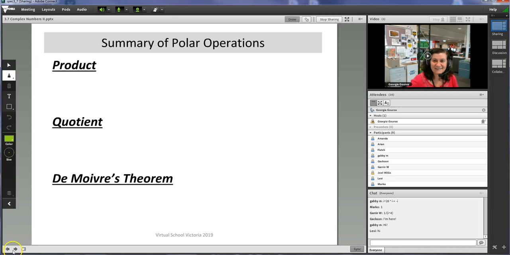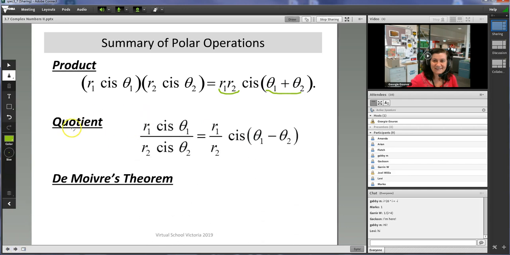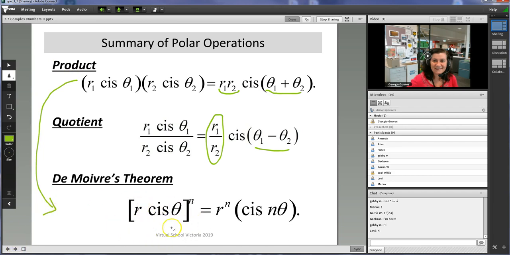Just to recap what we did last week, we looked at the product rule. The product of two complex numbers in polar form is the product of the moduli and the addition of the arguments. The quotient of two complex numbers is the quotient of the moduli, and the difference of the arguments. De Moivre's theorem just builds on the product form. Perhaps he invented the product form too. Basically that's an extension of the product rule.